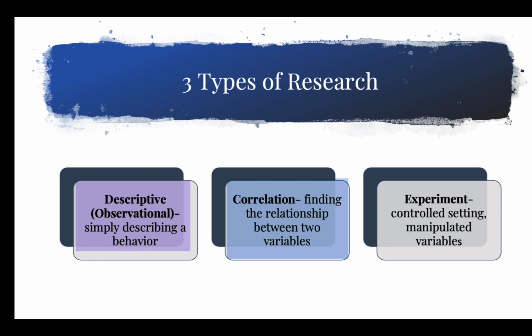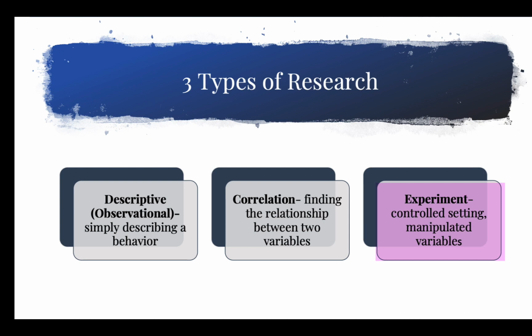Correlation, the second one, is finding a relationship between the 2 variables. We just spent the last 15 minutes doing that. And experimental research is when you have a controlled setting where you can manipulate the variables to see if one causes something in the other. That's the only one, the third one, experimental, that even comes close to causation.